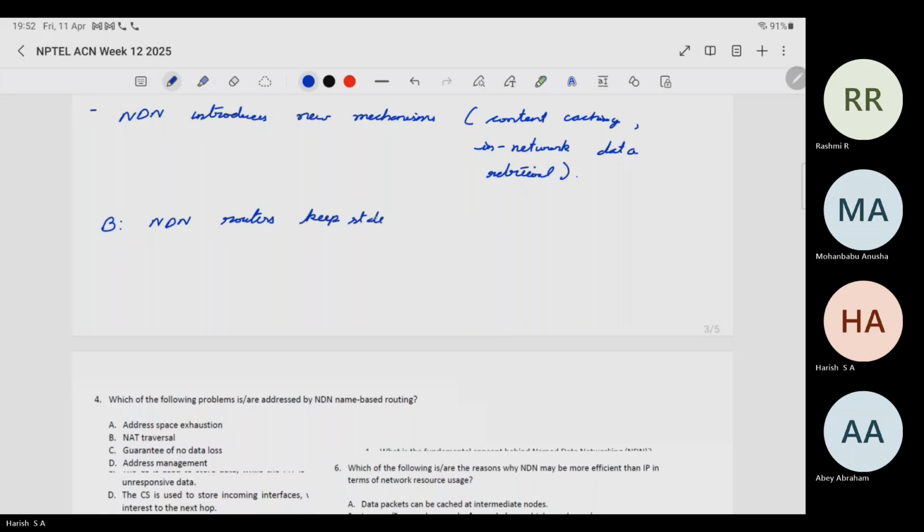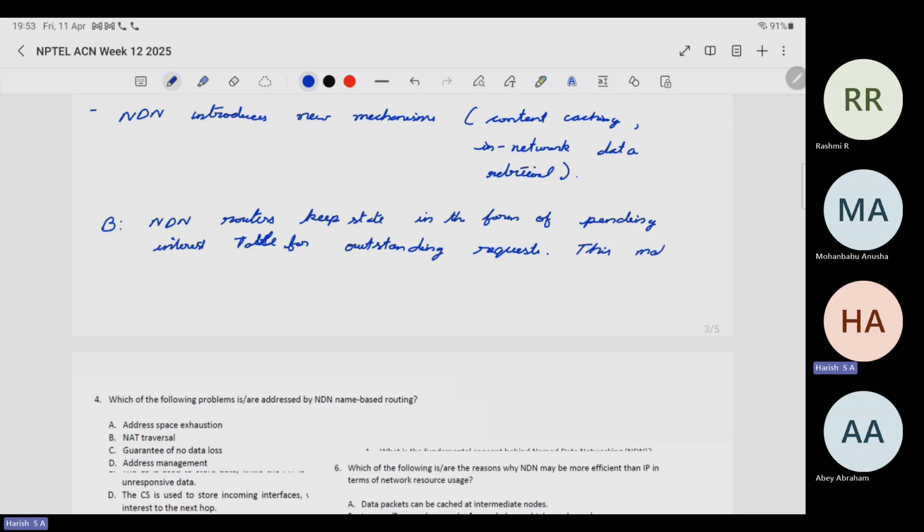The NDN routers keep state in the form of pending interest table, right, or outstanding requests. So this makes the data plane stateful.